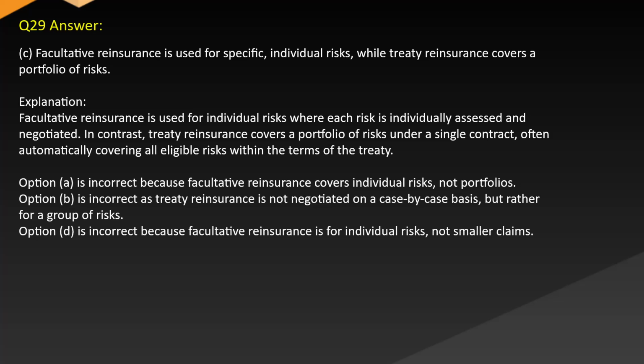Option A is incorrect because facultative reinsurance covers individual risks, not portfolios. Option B is incorrect as treaty reinsurance is not negotiated on a case-by-case basis, but rather for a group of risks. Option D is incorrect because facultative reinsurance is for individual risks, not smaller claims.